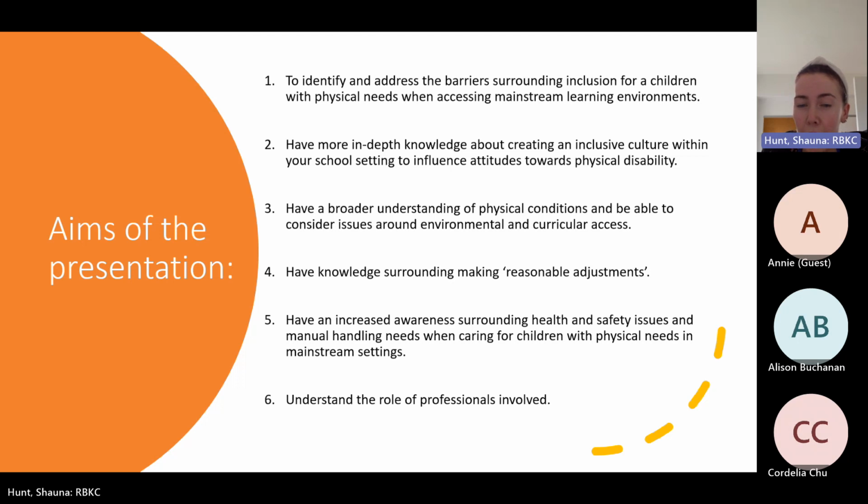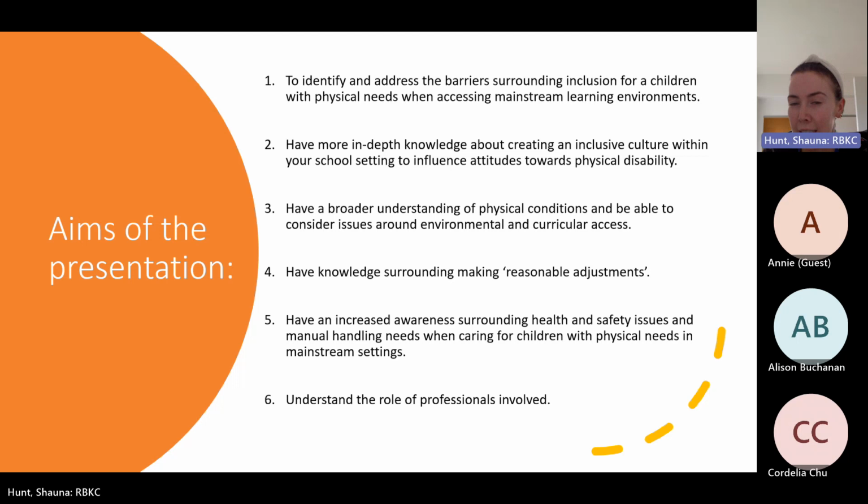I'd like you to have knowledge surrounding making reasonable adjustments within your setting, and have an increased awareness of health and safety issues and manual handling needs when caring for children with physical needs in mainstream settings. And also to understand the role of professionals involved with these children.